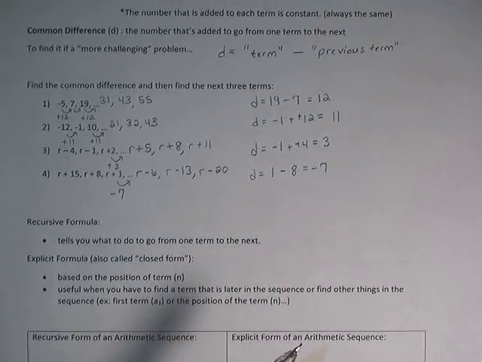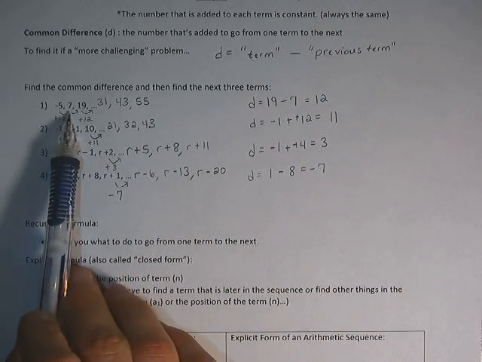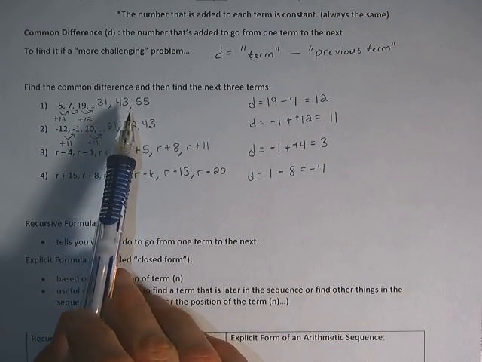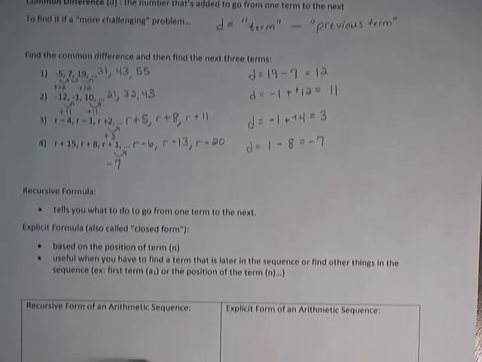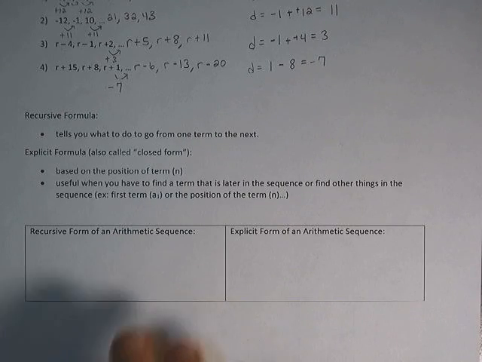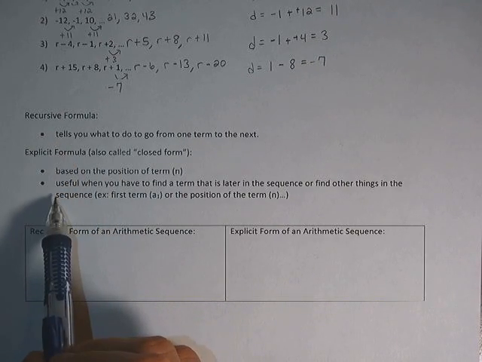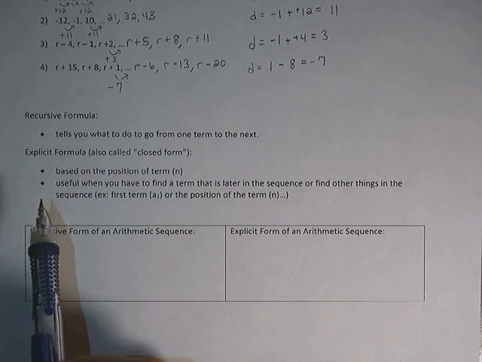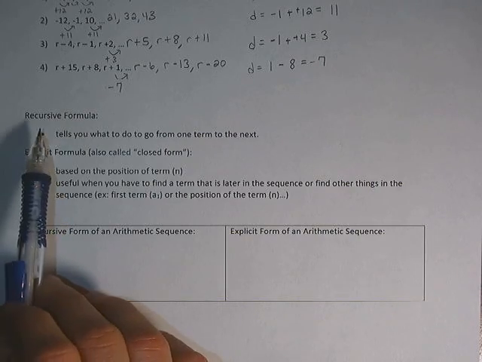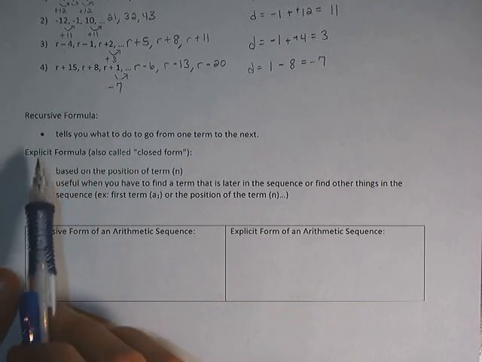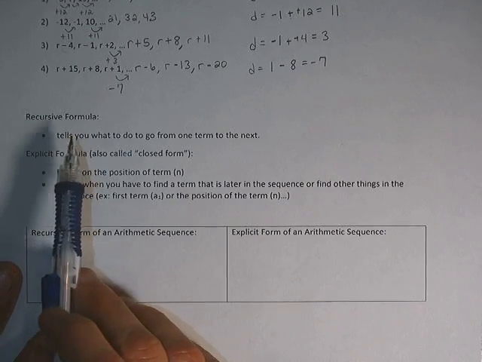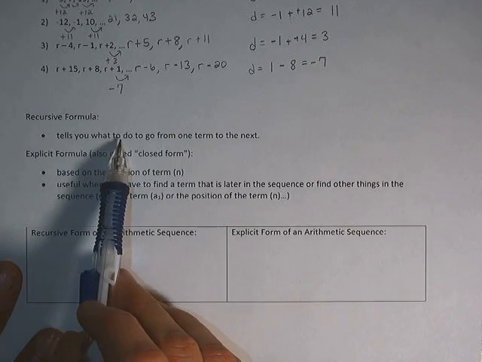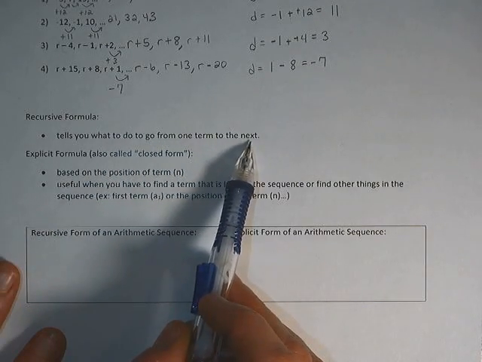And so if you look up here, you can just write out the terms of the sequence, which a lot of times that's what you guys are used to. But what people do not realize is there are other ways that you could write it. There's two other ways that you could write a sequence. One of them is in what's called recursive form, which is telling you what you do to go from one term to the next.